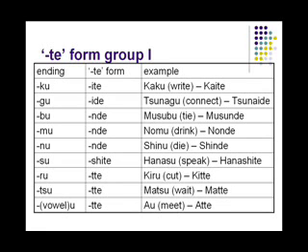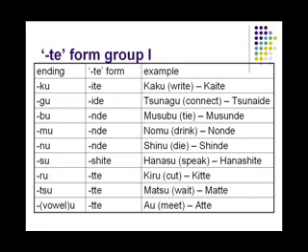The eighth row is related to the ending su. This is also replaced by itte. For example, matsu means to wait. This becomes matte in the te form.